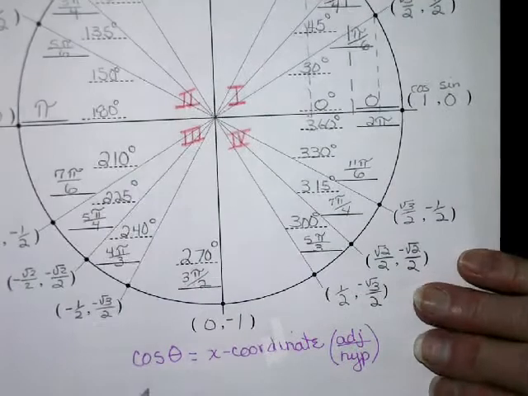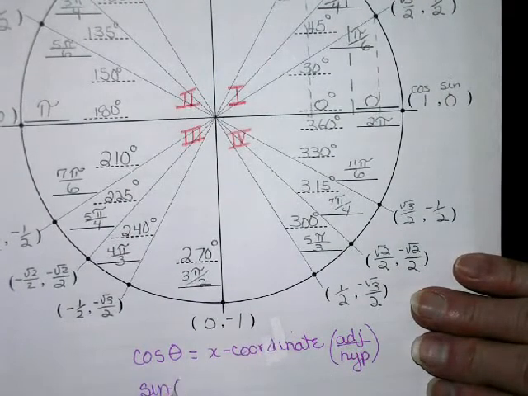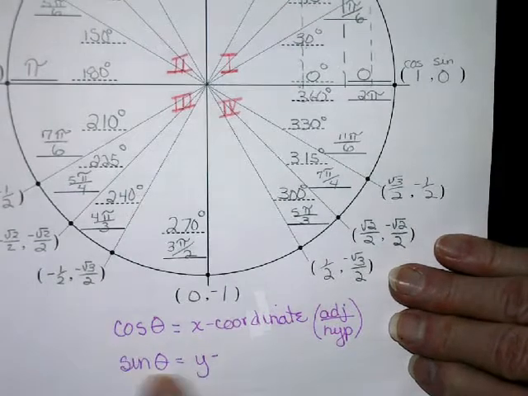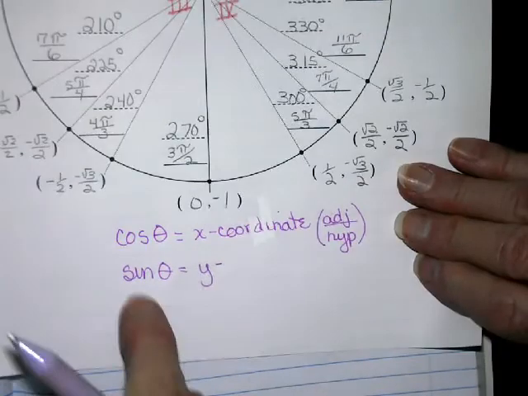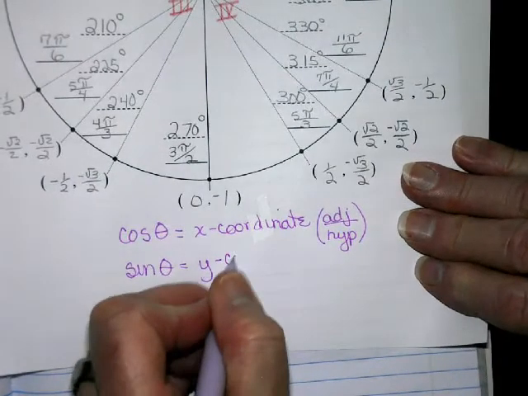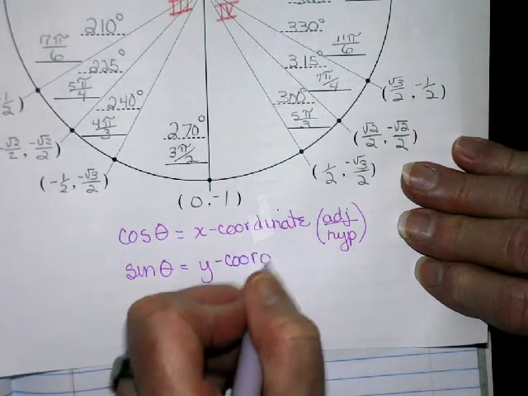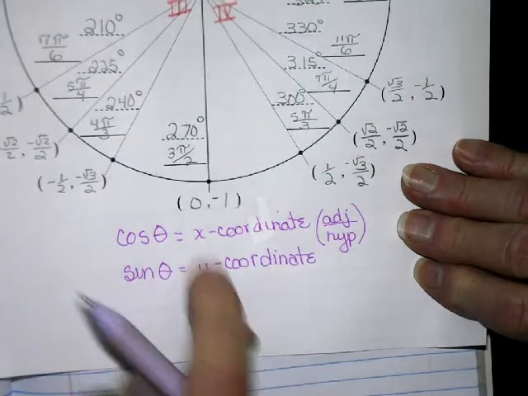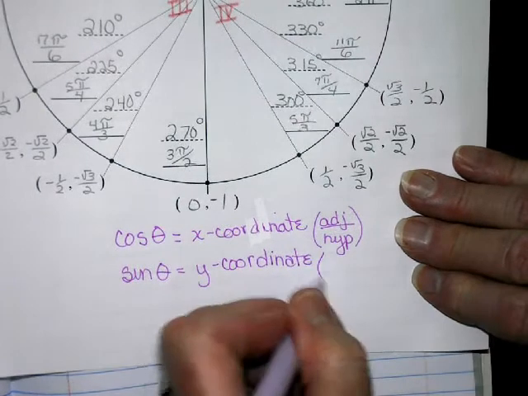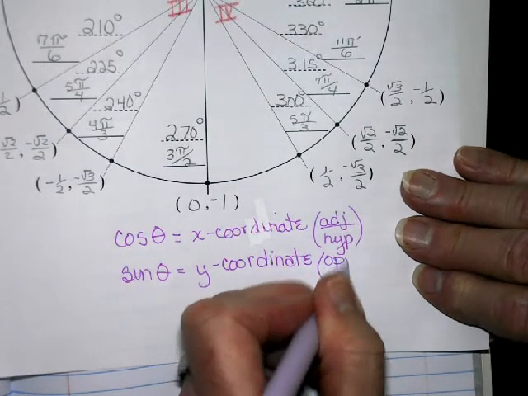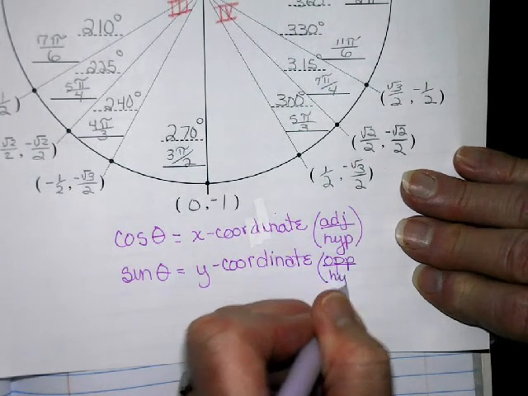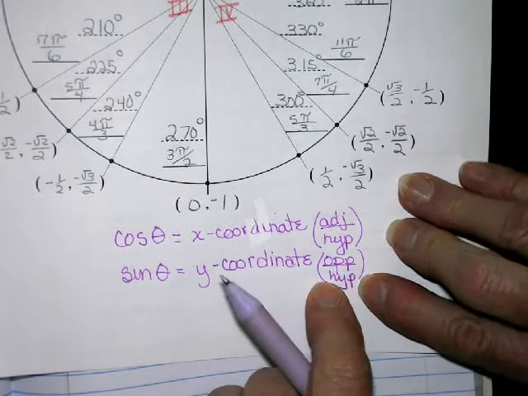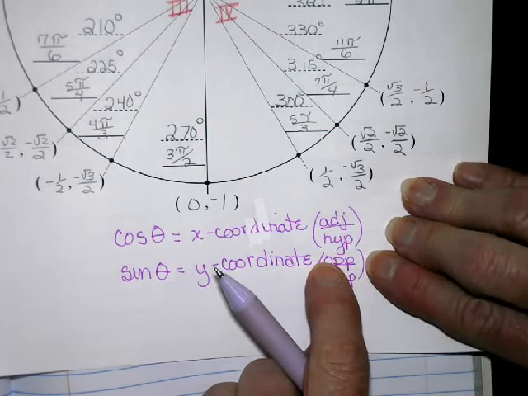Okay. Sine is the y-coordinate. How do I remember this? Sine is whiny. So that's my silly little saying to help me remember which one is which. And that's because it's opposite measure over hypotenuse. On a unit circle, the hypotenuse is 1, so it turns into just the value.